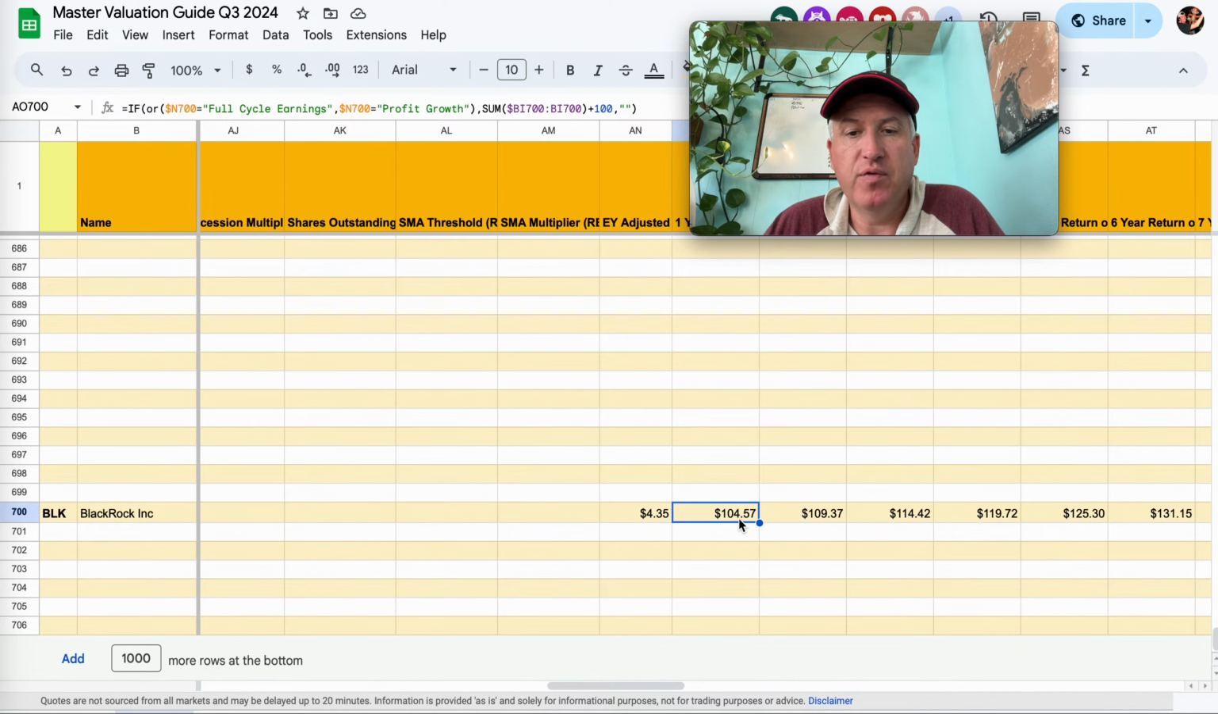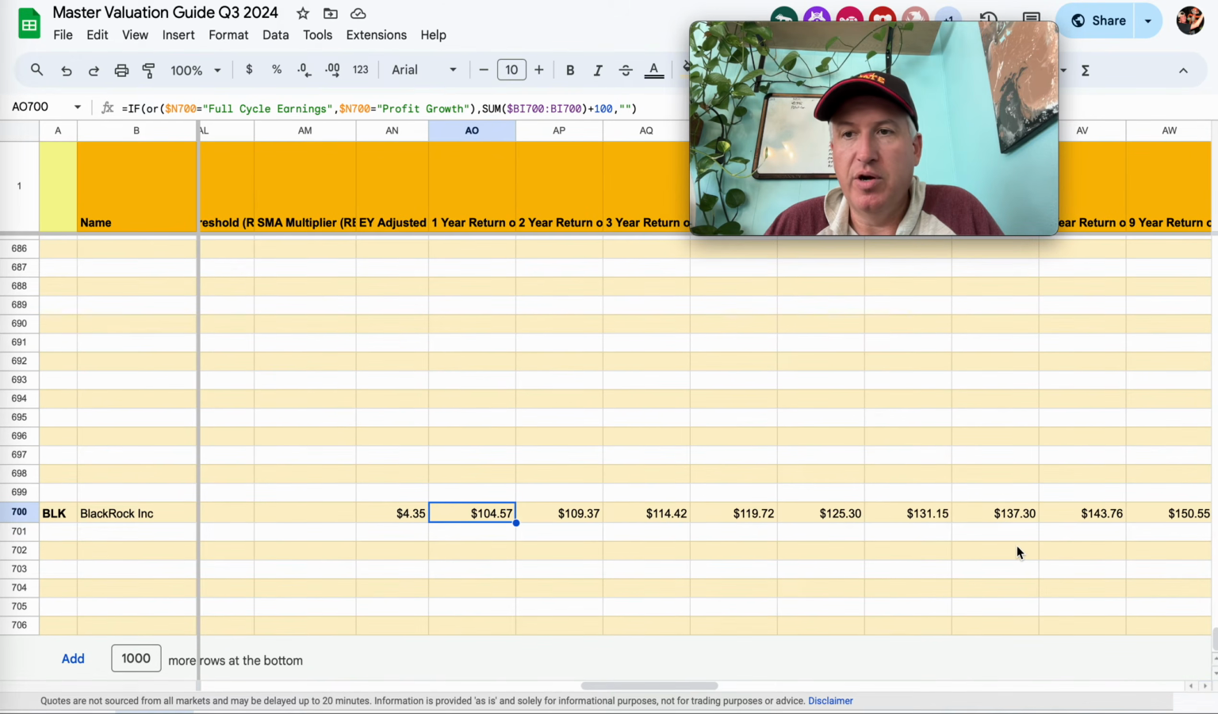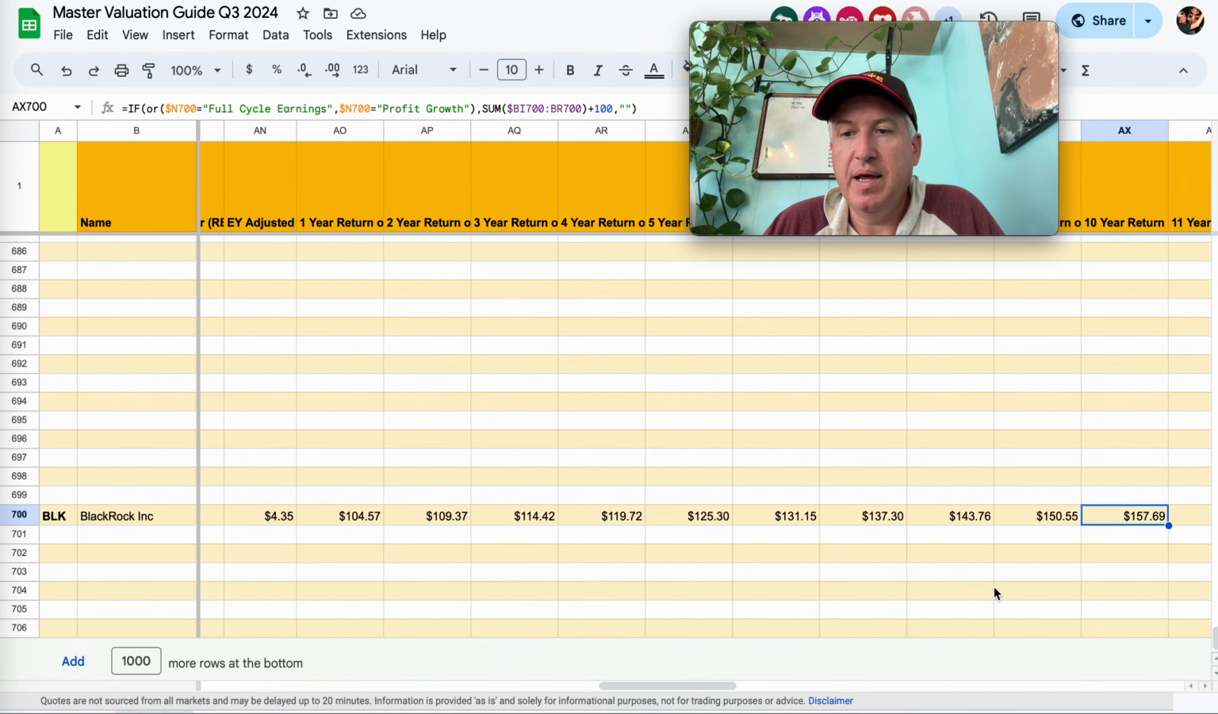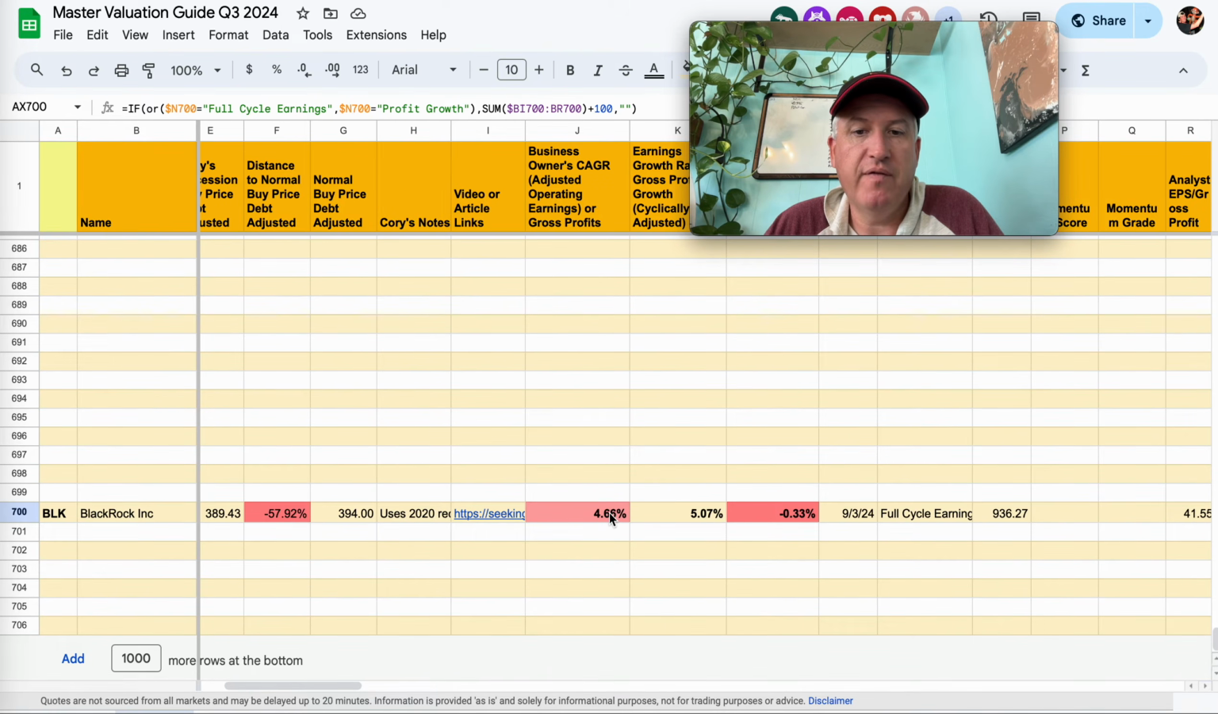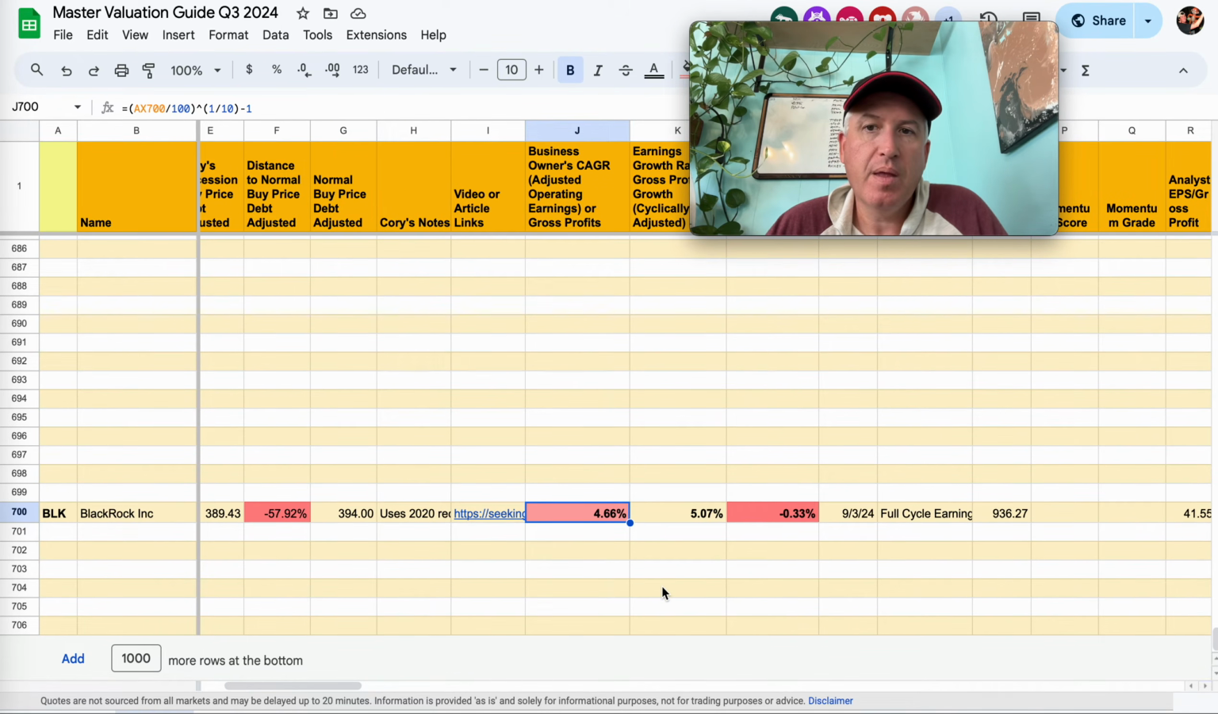And if I pull the first year forward, so I assume the first year it would earn $4.57, and then that $4.57 grows at 5% each year for 10 years, I want to see how much I would earn on my $100. I would earn about an extra $58, it's $57.69 on my $100 investment after 10 years. So that CAGR works out to only 4.66%. That's below the 5% threshold that I would potentially use as a selling threshold.